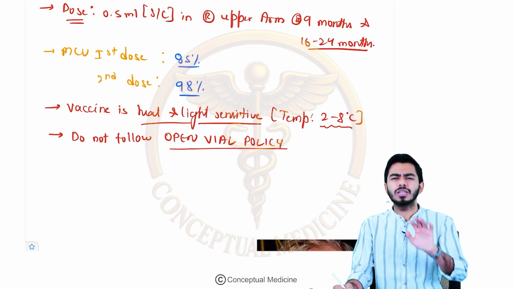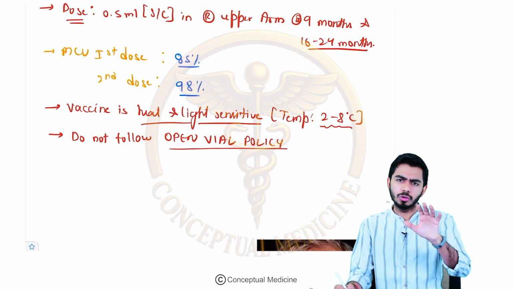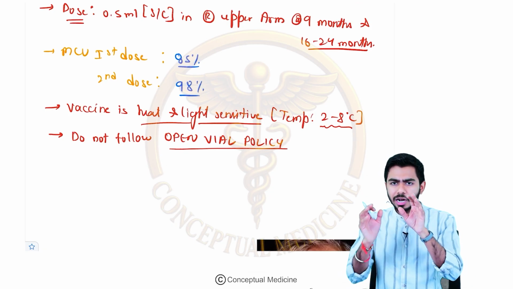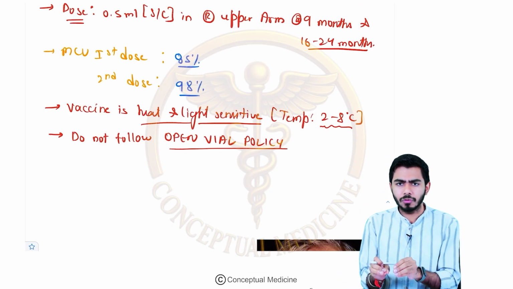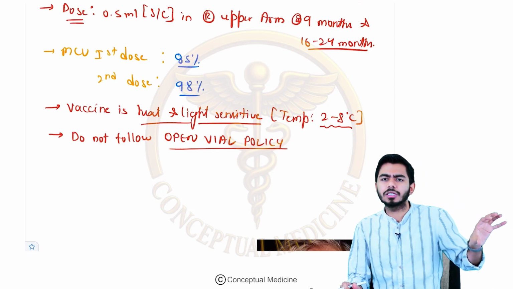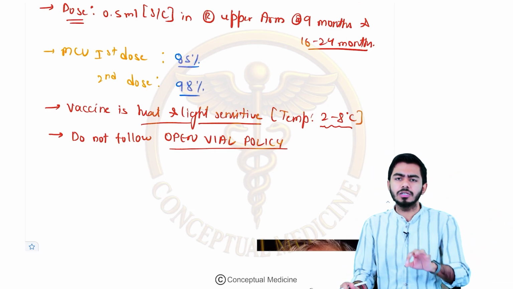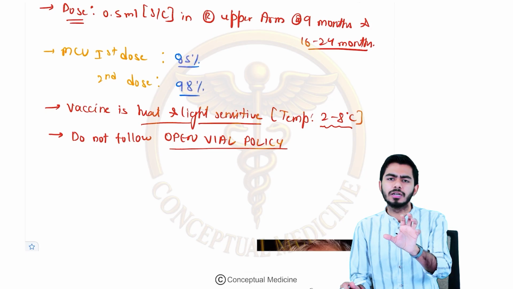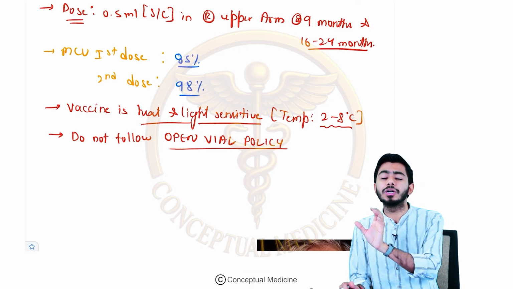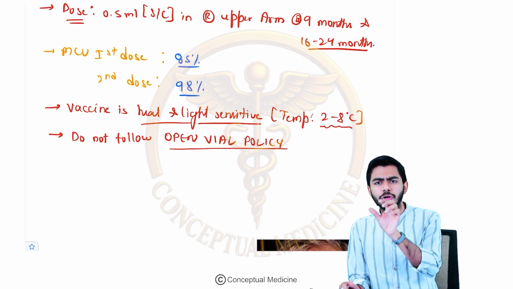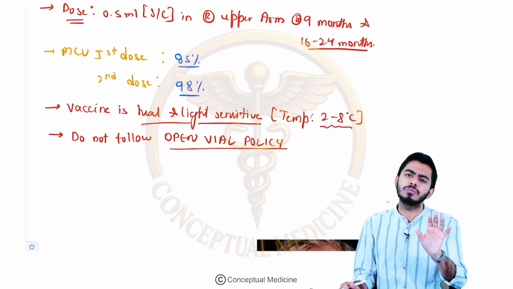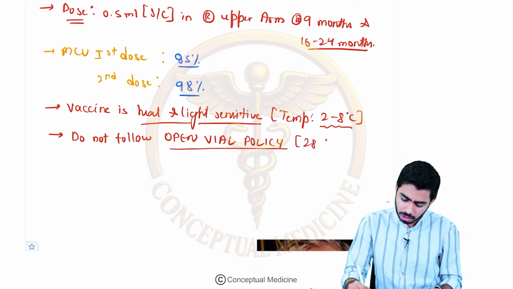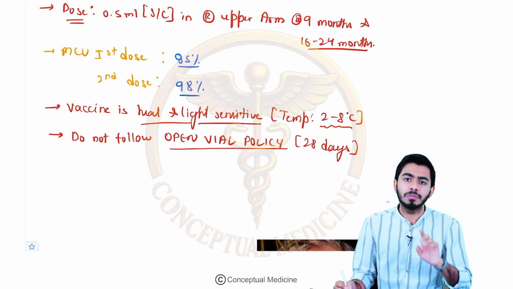What do I mean by open vial policy? In the immunization chapter I will talk about that in detail, but here let me briefly explain. Some vaccines follow the open vial policy, but some particular vaccines do not, and measles vaccine is one of the vaccines which does not follow it. In the open vial policy, some vaccines can be used for around 28 days. So open vial policy is talking about the use of vaccines for 28 days.